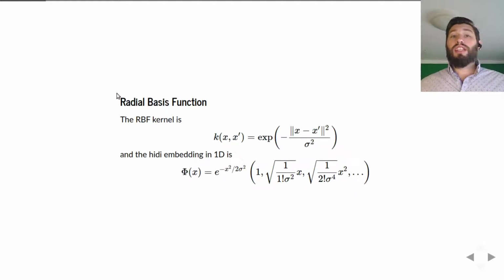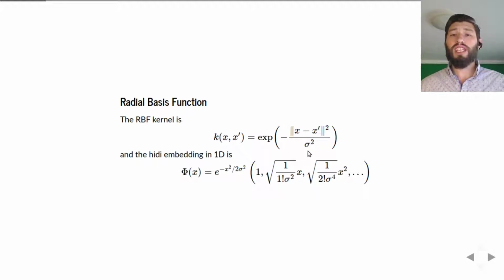So let's talk about one of the most popular kernels out there, which is the radial basis function kernel, the RBF kernel. That's k of x and x prime, which is equal to the exponential of minus the 2-norm between x and x prime squared, divided by sigma squared. Sigma is called a bandwidth parameter. Sometimes it's written as gamma.